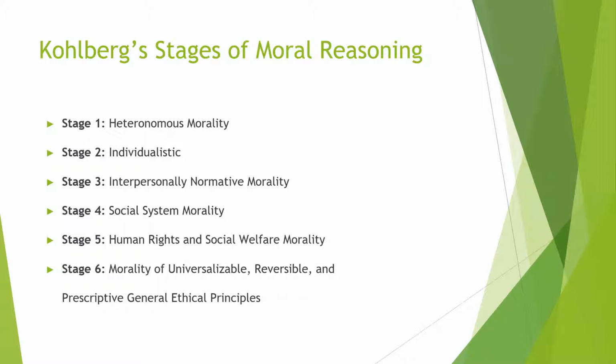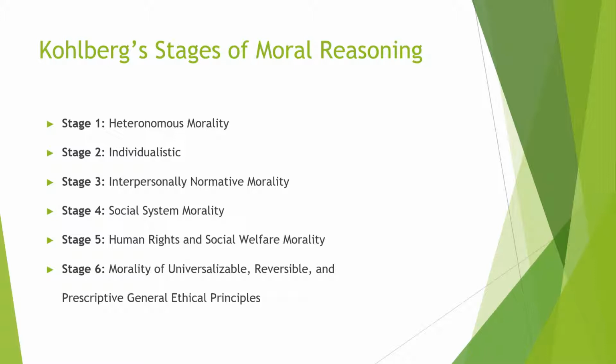For example, in the Heinz study, some of the boys said that Heinz should not steal the medicine for his wife because it was against the law, and he needs to follow the law. Stage 5 is human rights and social welfare morality. This is keeping up with the social systems that are created to maintain a fair and just system for all in society. Moral obligation and social relationships are based on making and being able to depend on agreements.